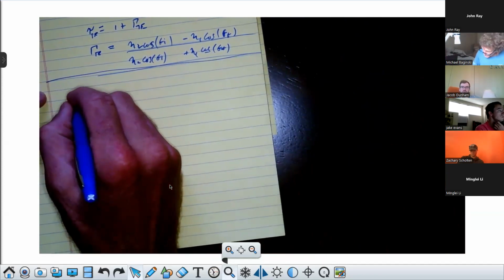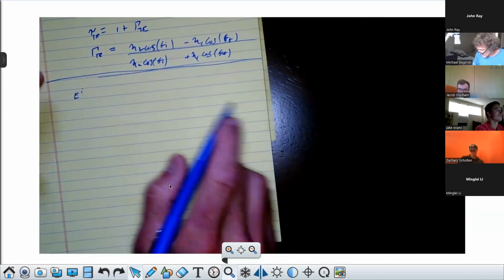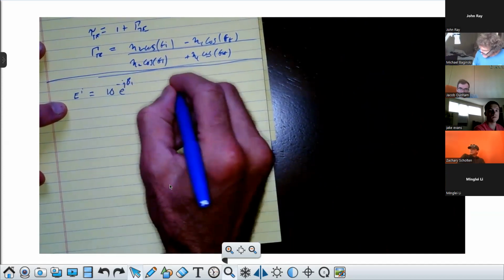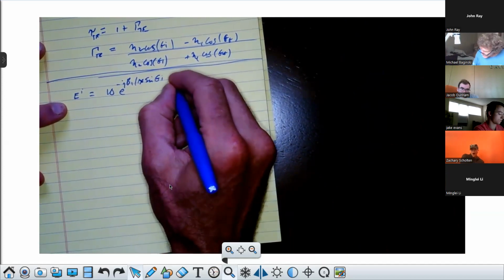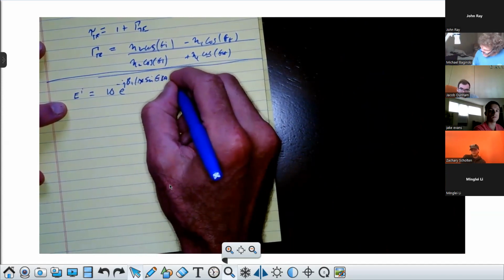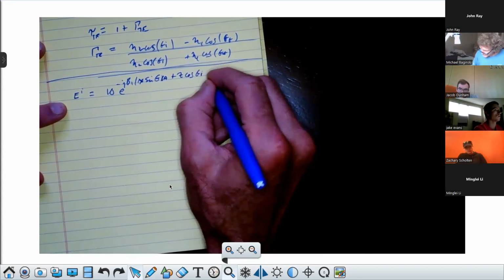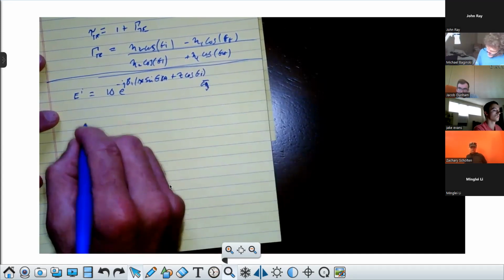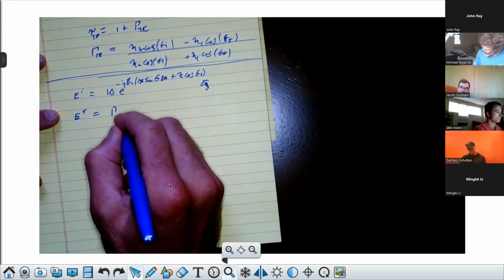We know the incident field here in the phasor domain would be equal to 10 times e to the minus j beta 1, then x times the sine of theta incident, or BA, whatever you want to call it, plus z cosine theta incident, in the AY direction. That's the incident. The reflected field is going to use the reflection coefficient we just calculated.